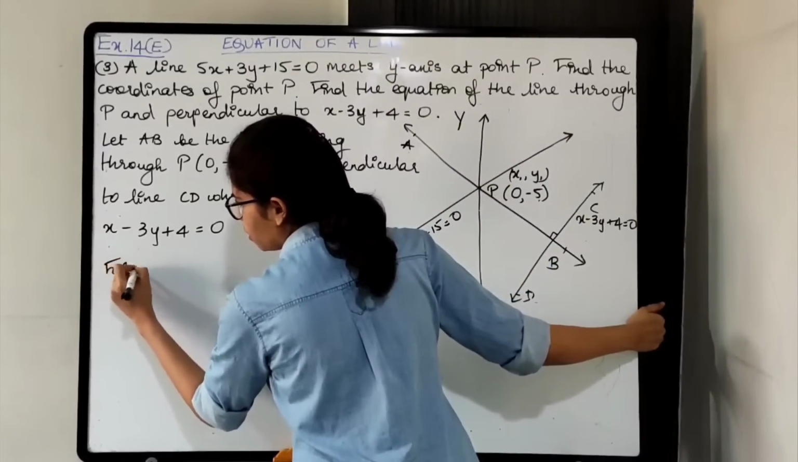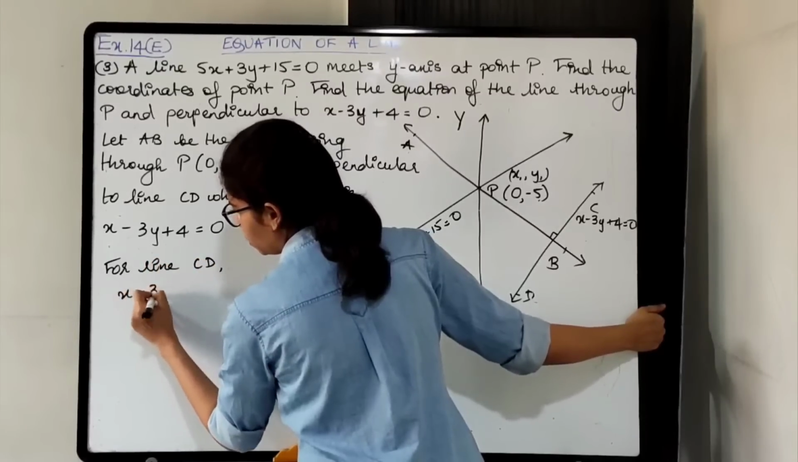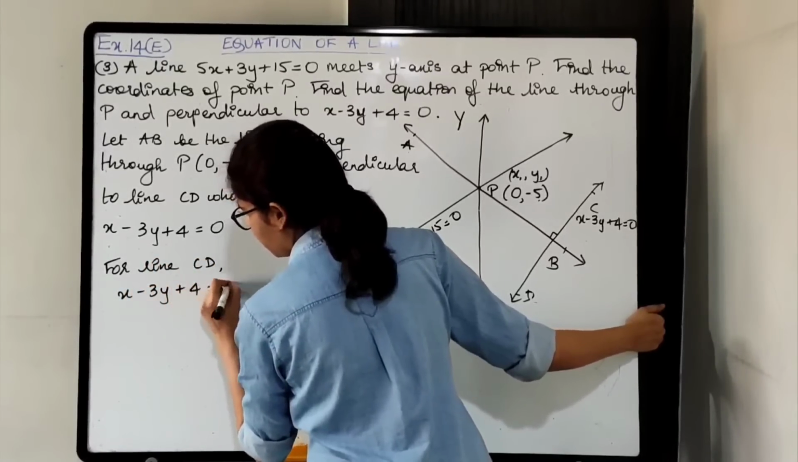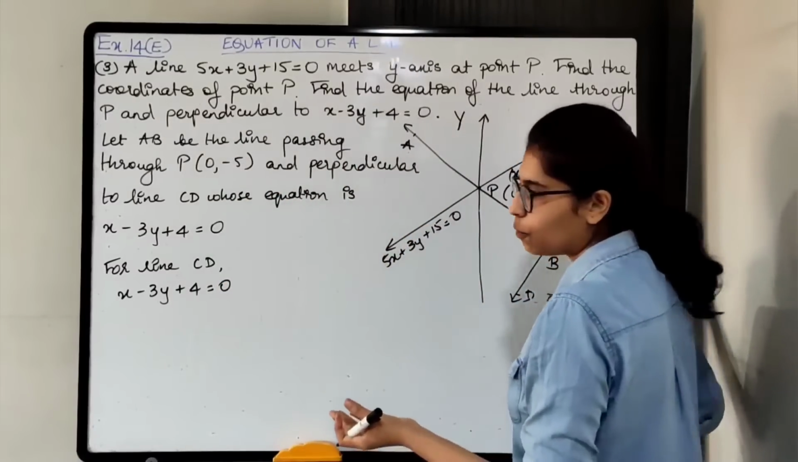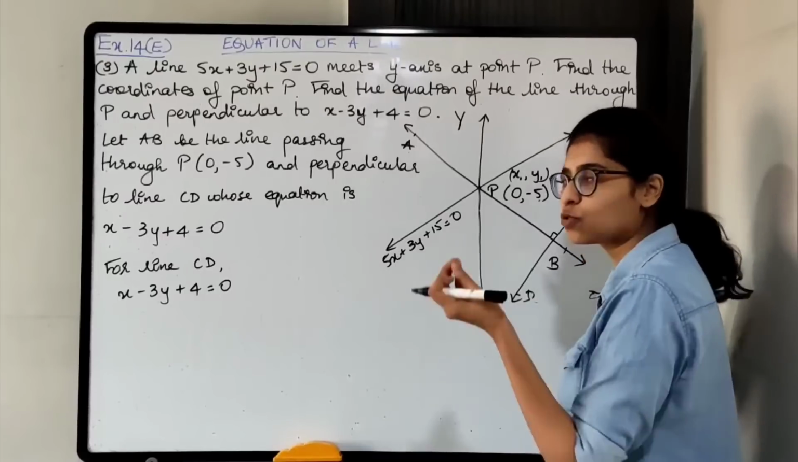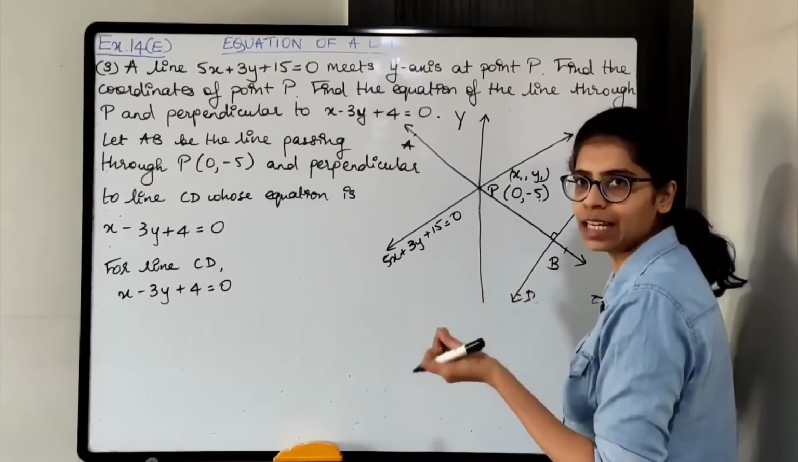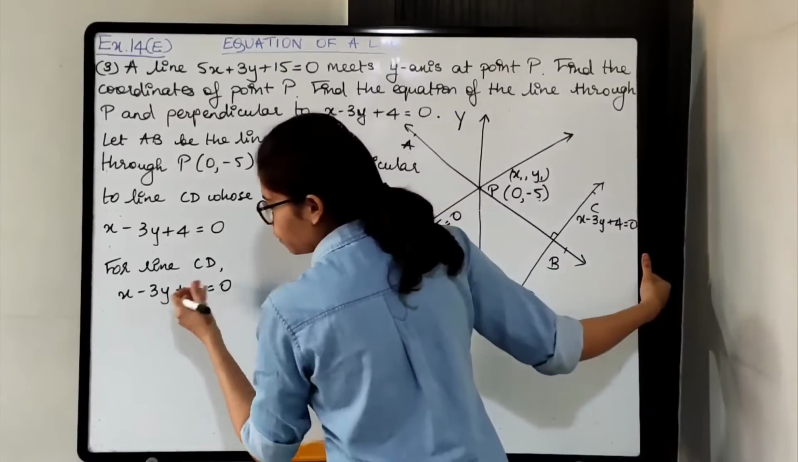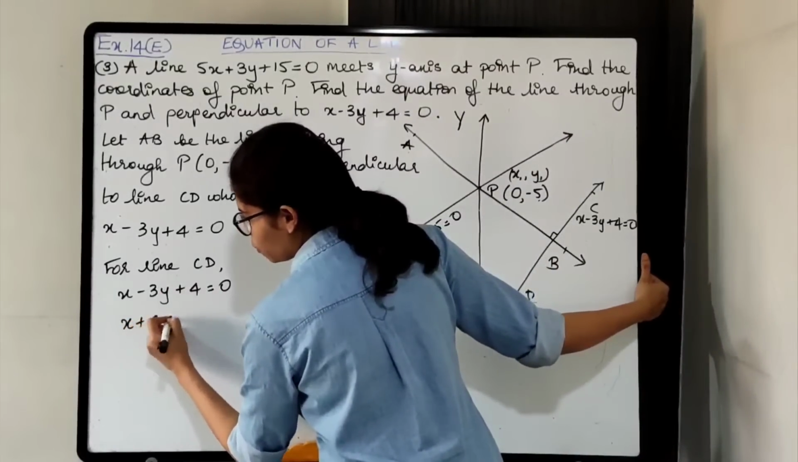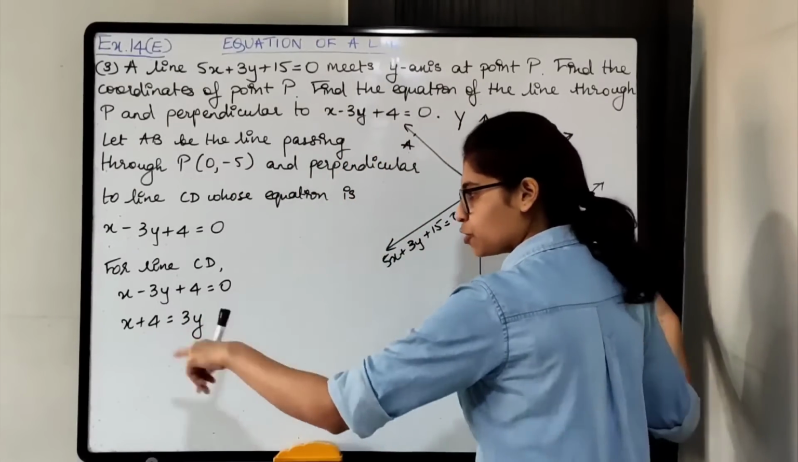So for line CD, write down the equation. We have to bring it in standard form. For that y term we have to check, it is negative over here, so we'll make it positive. First thing that you will do is check y term. Sign negative है तो पहले positive करो. We'll shift it on the other side, so it will become positive. Y का coefficient 3 है, so we'll shift 3.